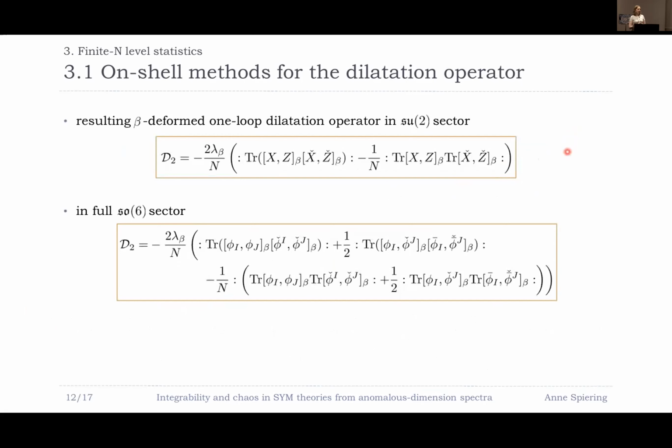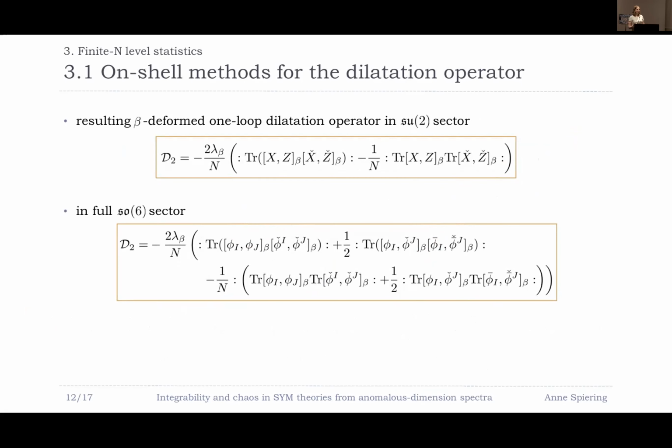You can also generalize it to the full scalar theory, and this is what we find. So those 2 terms are the generalized terms in the SU2 sector, and these are new in the SO6 sector, and they contribute when you act on a singlet state.